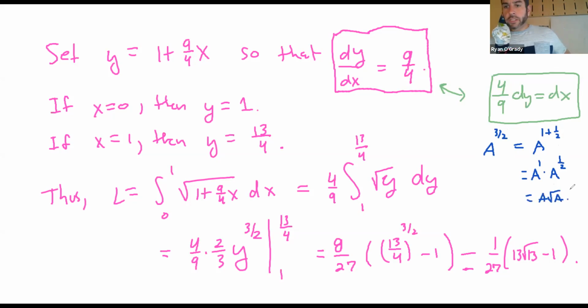So that trick works with any number a, provided you can take its square root. And so for 13, you get 13√13. If it's 4, you get 4√4, which is 4 times 2, which is 8. And that's why the 8's disappear.